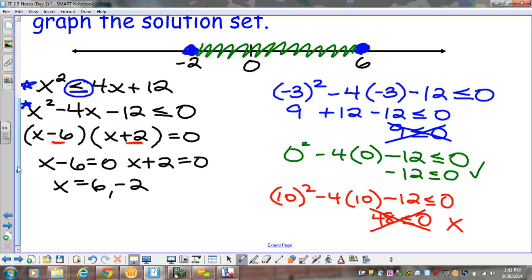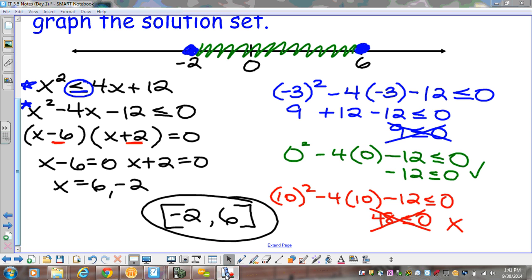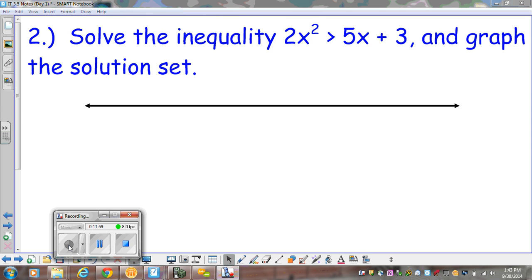So my final solution is to write this as a set. So always start from the left and go to my right. What's my farthest left value I want to include? -2. Bracket or parenthesis? Bracket. Up to, what's my farthest right value? +6. So that is my final answer. So you guys try number 2, por favor.